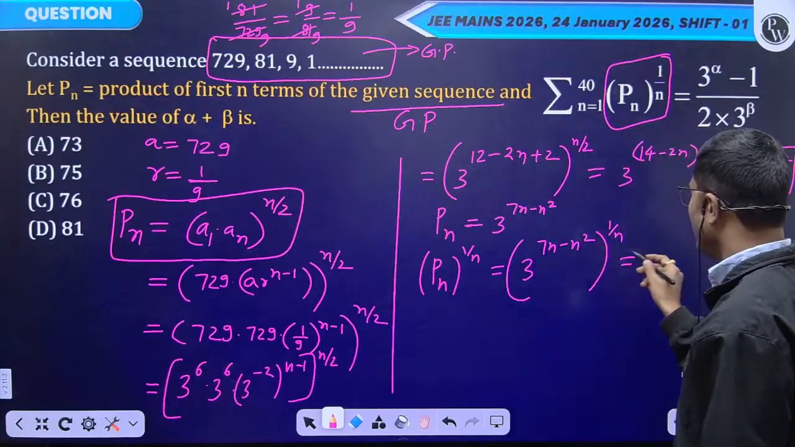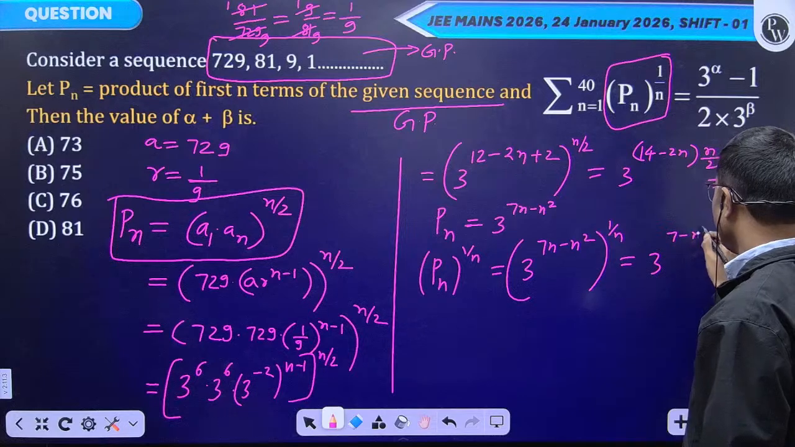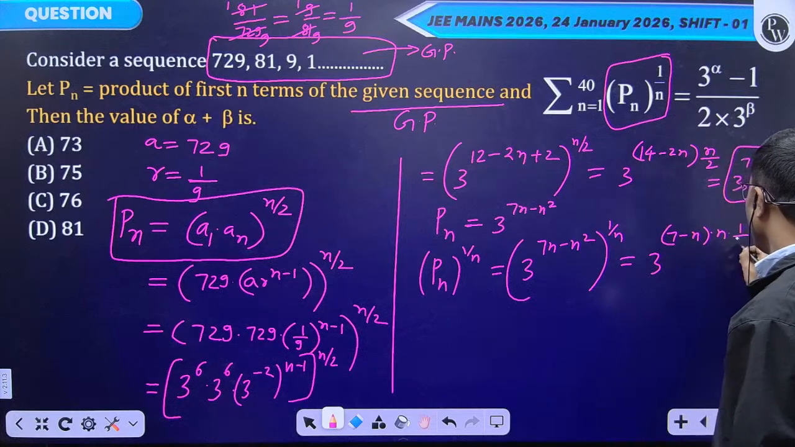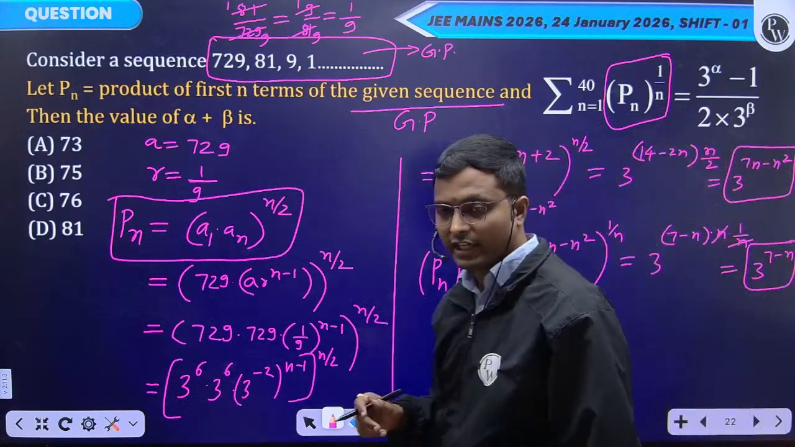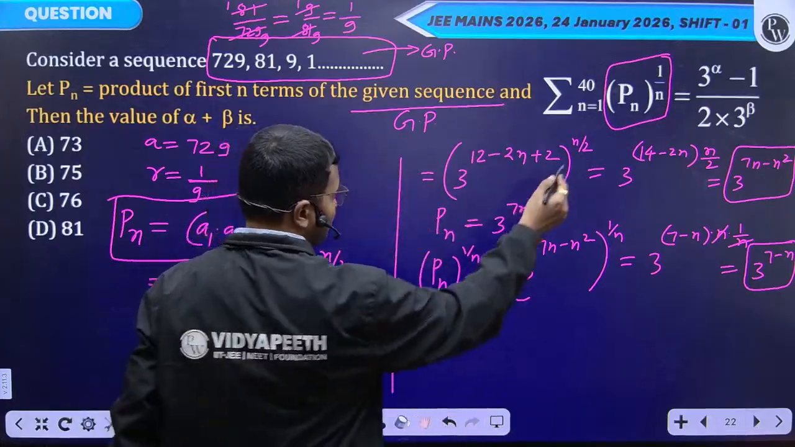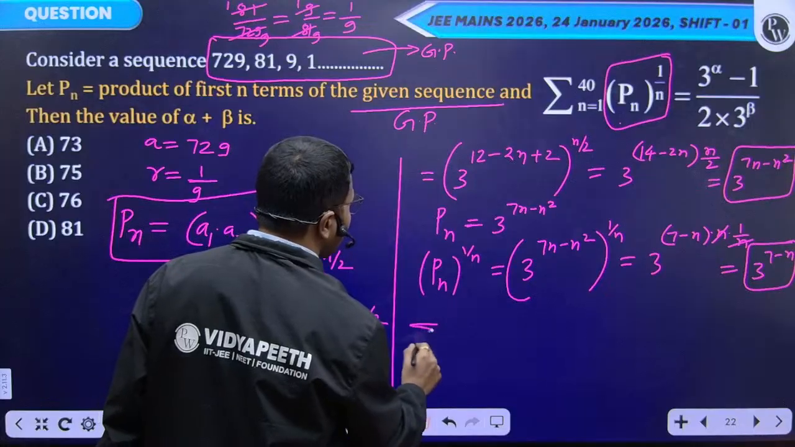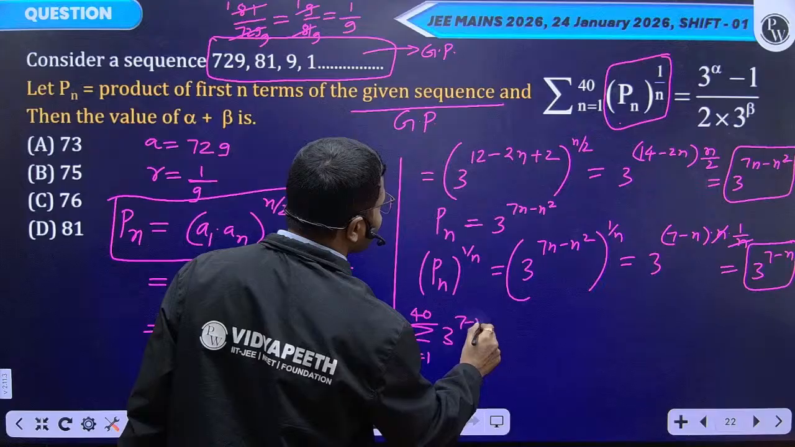So already we have n as the common factor here. So 7 minus n into n into 1 by n. So n will get cancelled, 3 power 7 minus n. We got the expression in the sigma. Now again let us put this value here. Sigma n is equal to 1 to 40, 3 power 7 minus n.